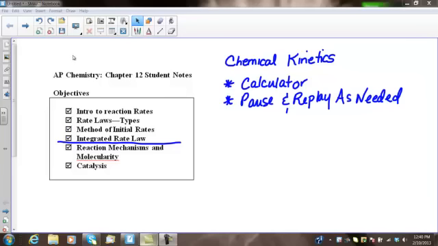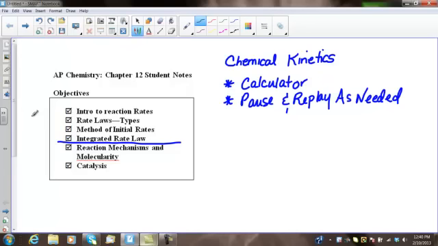Okay, this is Chapter 12, Chemical Kinetics. This lesson for the first half of this will cover Introduction to Reaction Rates, rate laws, the types of rate laws, method of initial rates, and integrated rate law. This lesson is fairly long, so I'm going to break it up into several components.